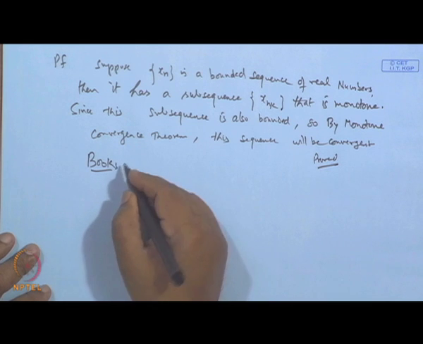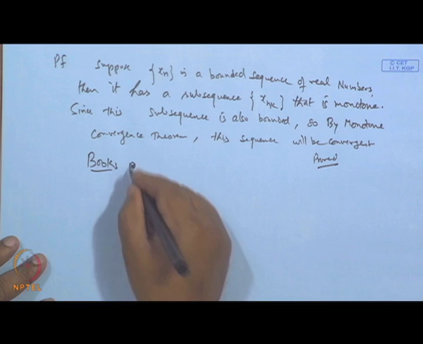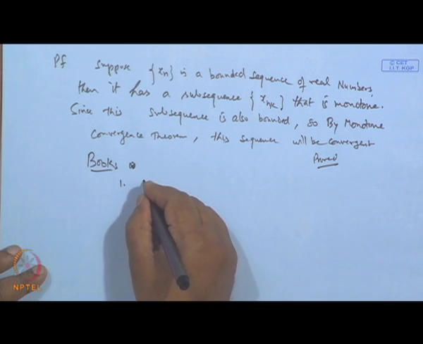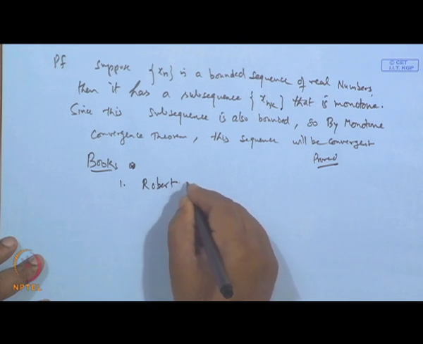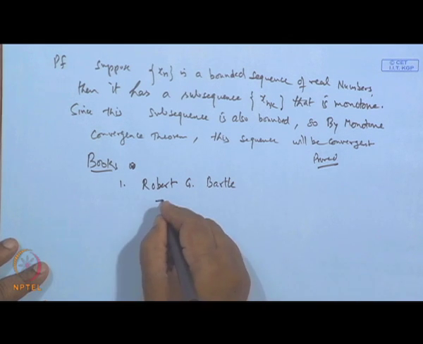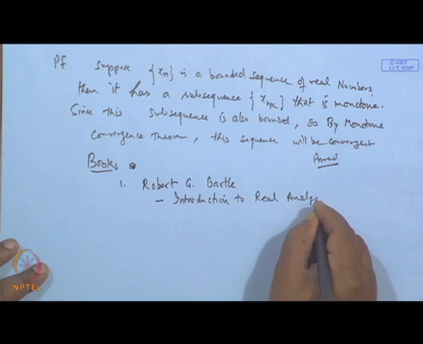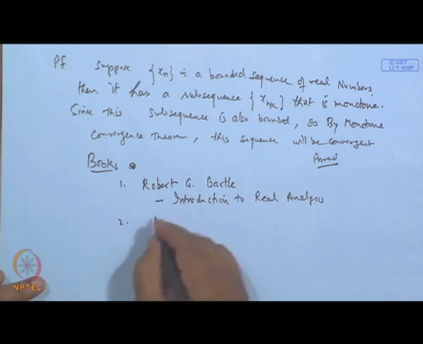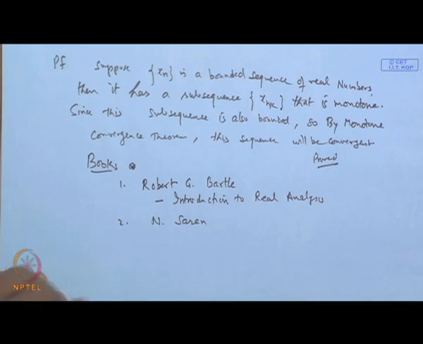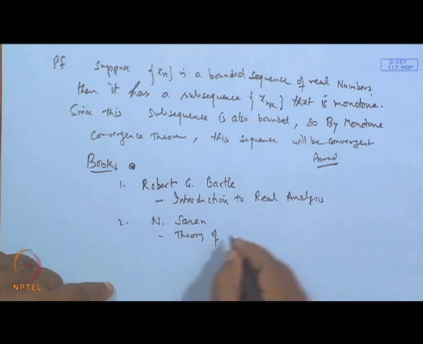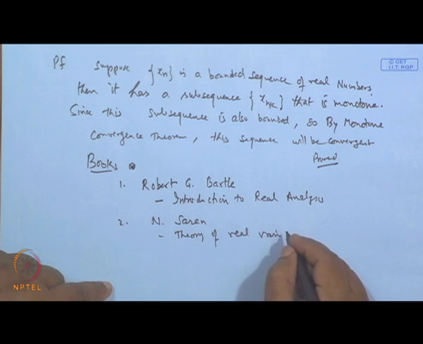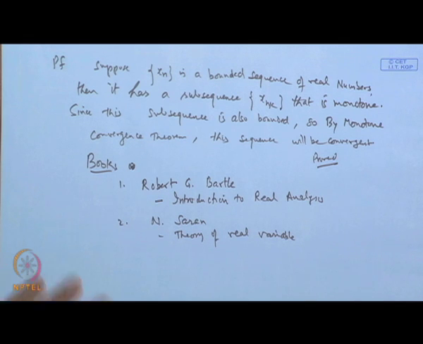Now, this completes your first module, that is Cantor's theory, Dedekind's theory and theory of sequences. Here are the books which I followed as references. The first book, an introductory one, is by Robert G. Bartle, Introduction to Real Analysis. The second book which I followed is by Apostol, theory of real variables or theory of real functions. Mainly these two books I followed for this section.